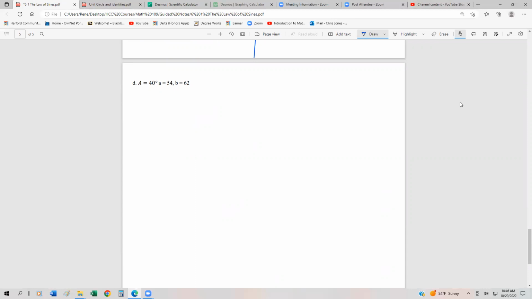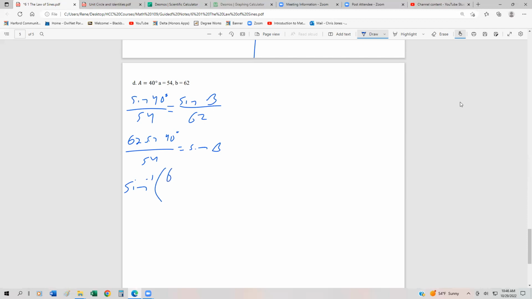All right, so let's start by finding angle B once again. We're going to have sine of 40 degrees divided by 54 equal to sine of B divided by 62. I can multiply both sides by 62. So 62 sine of 40 divided by 54 is equal to the sine of B. And then I could just find the arc sine of this, or you could just approximate it.